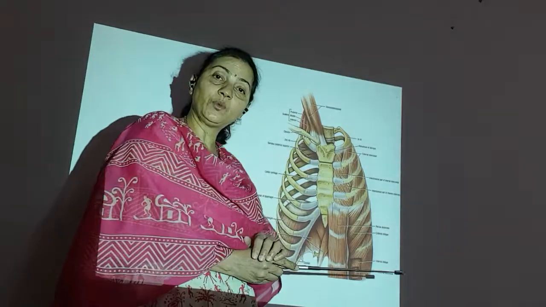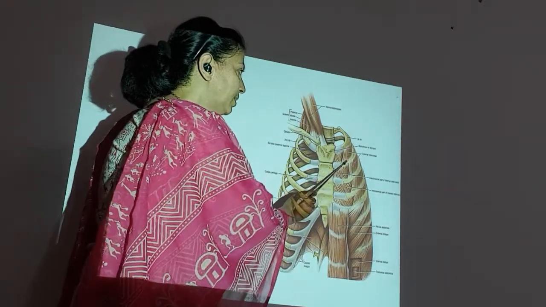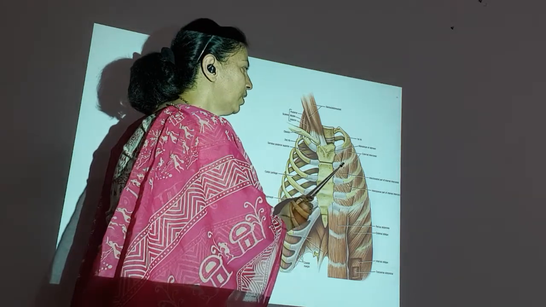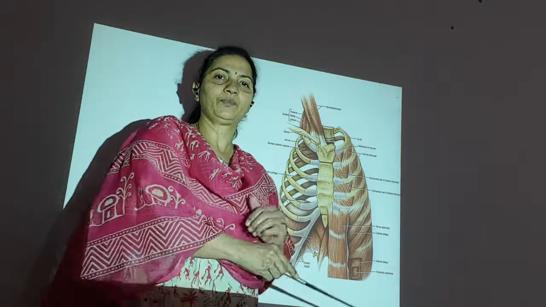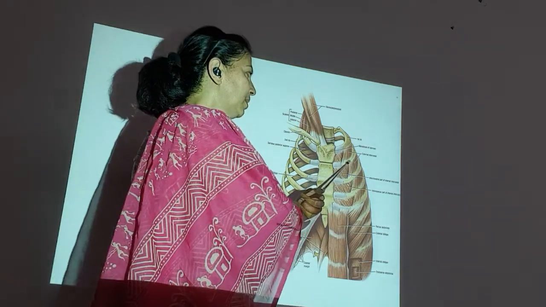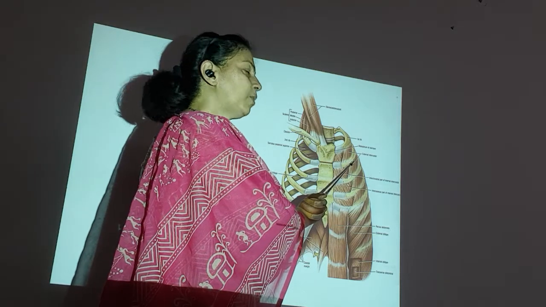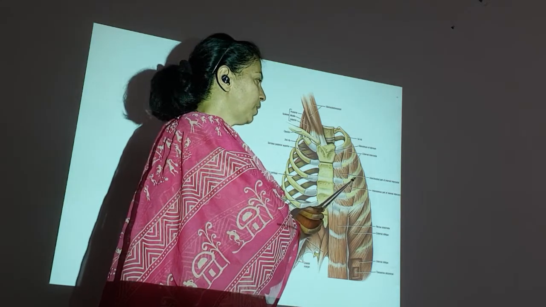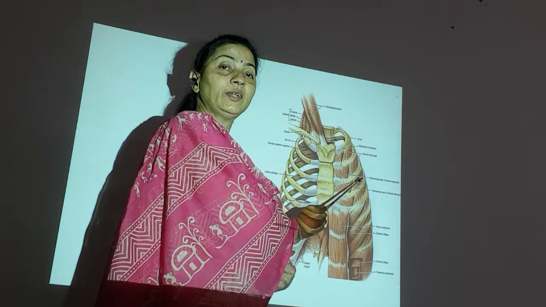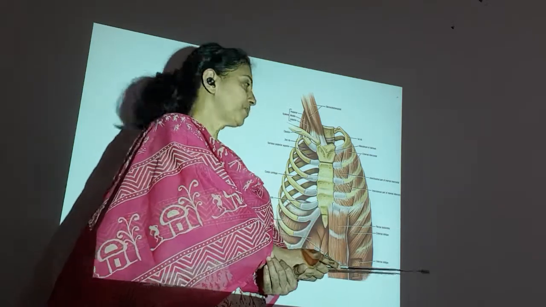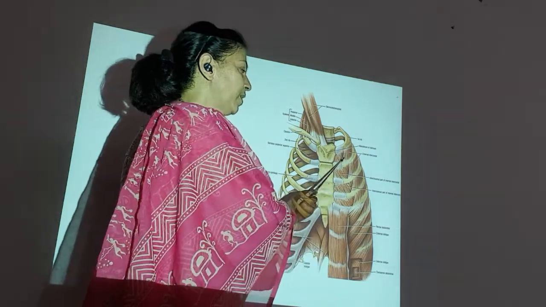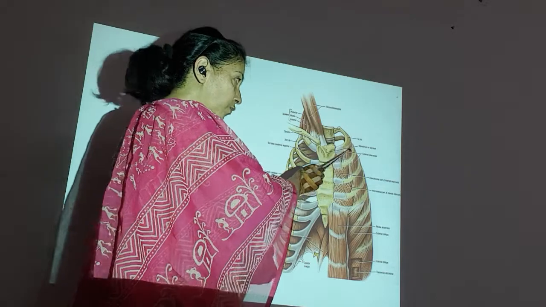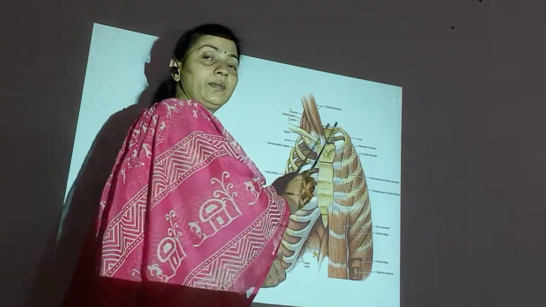And where it's going to be inserted? It will insert on the outer surface of the upper border of the rib below it. That means it will take origin from the lower border of the rib above it, and it will insert on the upper border of the rib below it, and that also on the outer surface. And you can see the direction of the fibers now. The direction of the fiber is from above, downwards, forwards, and oblique.